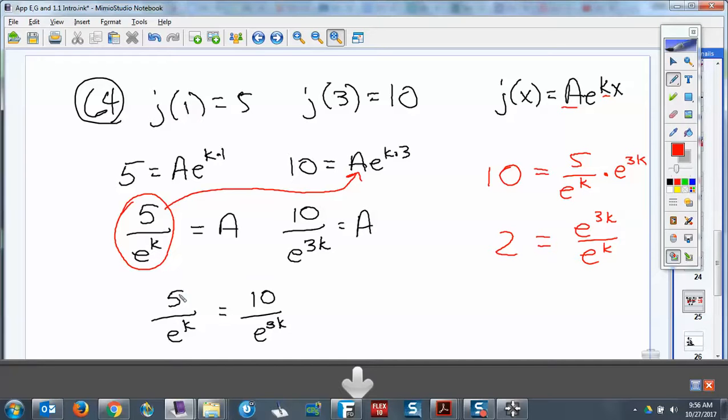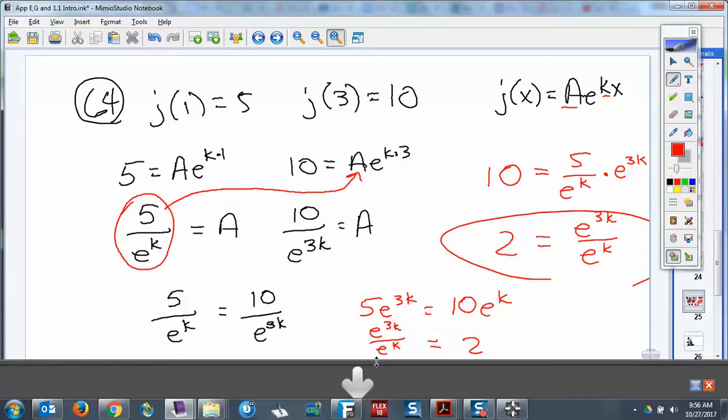I could cross multiply these right here. So I'd have 5e to the 3k equals 10e to the k, and then do the same thing. Divide this 5 over to this side, and divide this e to the k over to this side. Either way, I end up with that right there. What can I do with that then? What can I do in this side?